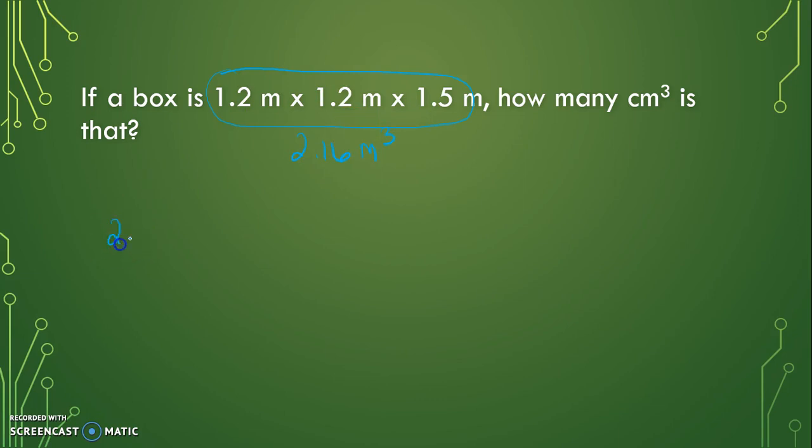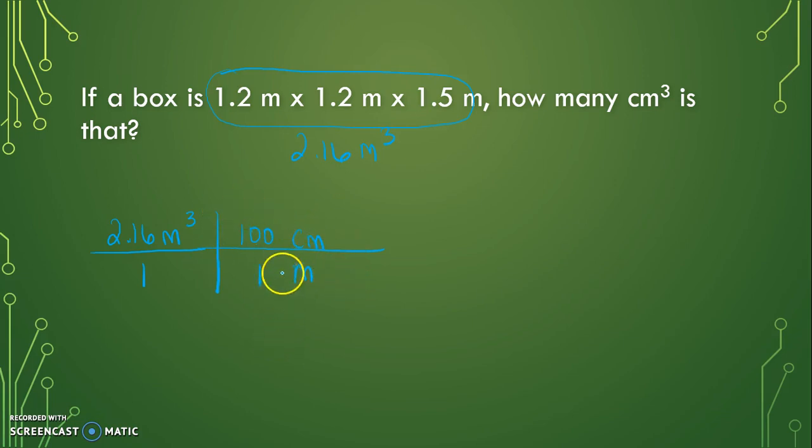This is our starting information, 2.16 meters cubed. So we put it over an understood 1, and then we're going to multiply from there. Now, first thing I need to do is I need to get from meters to centimeters. This is a basic step. Centi means 100th, so it's 100 centimeters to make up 1 meter.